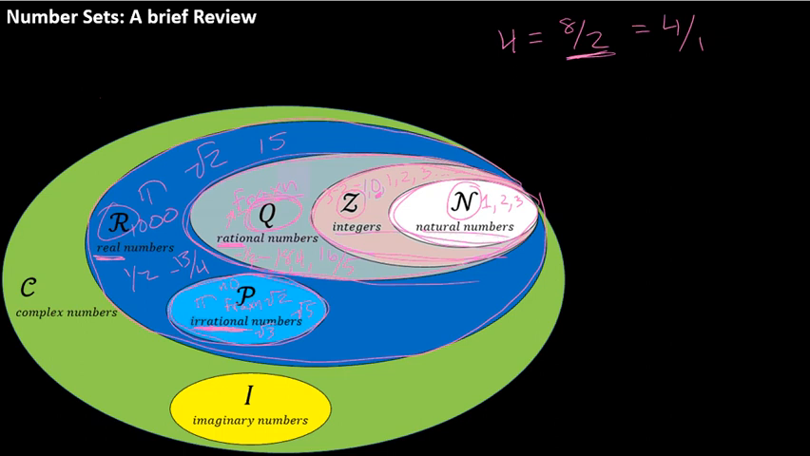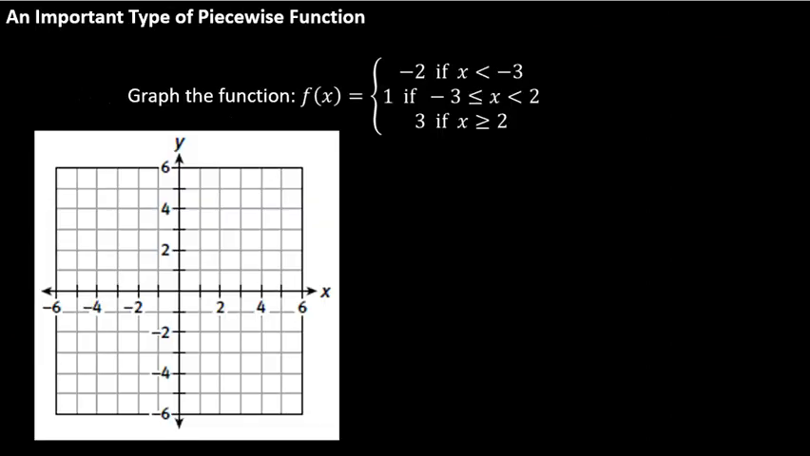Then you've got your complex numbers and your imaginary numbers, which we'll study later on in the year. Okay, so really briefly, we're going to cover an important type of piecewise function that we didn't get to cover last class, and that is called a step function. Okay, and you're going to see why here in a second. It's called a step function for a reason.